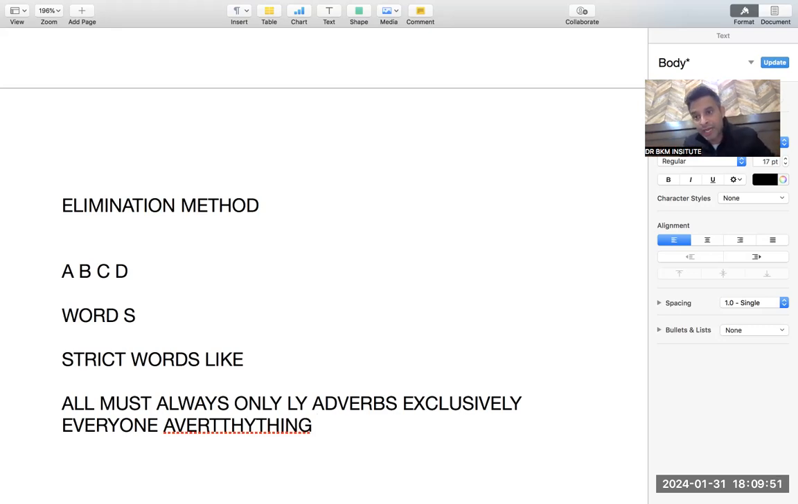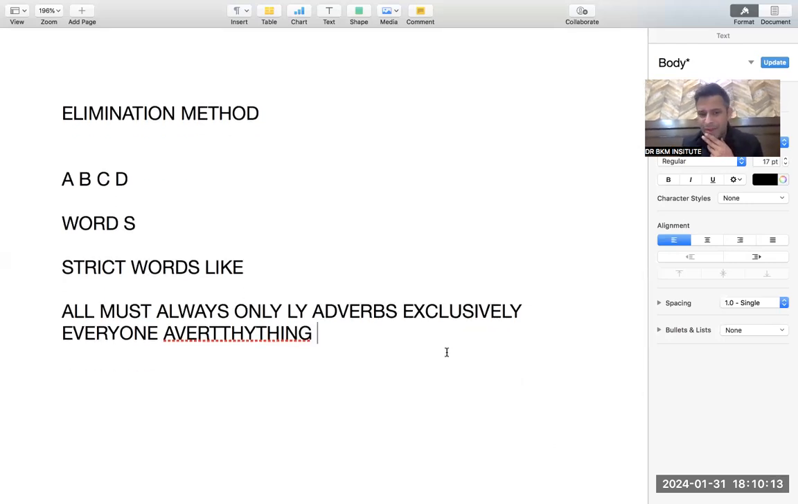All of the people have diabetes. All of the people had a good effect of paracetamol. All of the people had a bad effect of antibiotics. So all means all the people, 100%. It is a very strict thing, so it normally goes for elimination. Perfect. And what other words, if you remember any LY words? Only, exclusively, always, all. What other words?